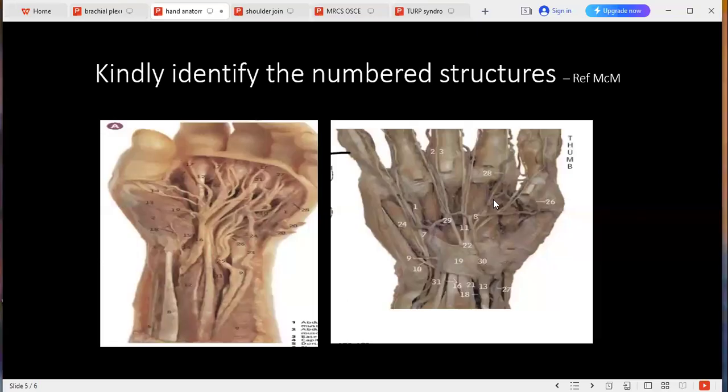What more can be asked? Okay, in picture A, on the left-hand side, if you can identify structure 16. This is the median nerve. Okay. If you can identify 9. This is flexor carpi ulnaris muscle, a tendon of flexor carpi ulnaris muscle. All right. Okay.